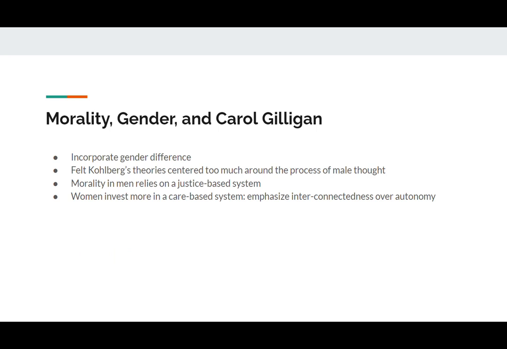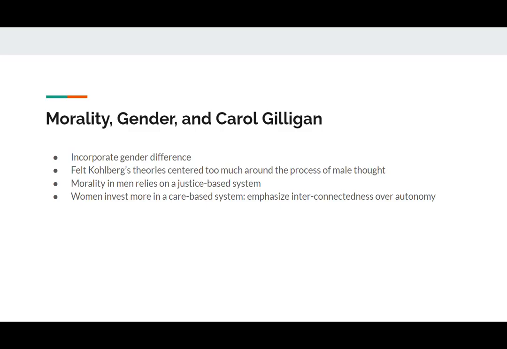Feminist and psychologist Carol Gilligan further developed theories of morality by incorporating gender differences into the equation. Gilligan felt that Kohlberg's theories centered too much around the process of male thought. With this, she decided to study how women develop their sense of morality and how this development differs from men. Gilligan theorized that morality in men relies on a justice-based system. In this moral code, individuals act autonomously and consequences should be based on fairness and equality. On the other hand, Gilligan believed that women invest more in a care-based system of morality. Women tend to emphasize interconnectedness over autonomy. The moral codes of women tend to focus on the avoidance of violence rather than the distribution of justice or equality.